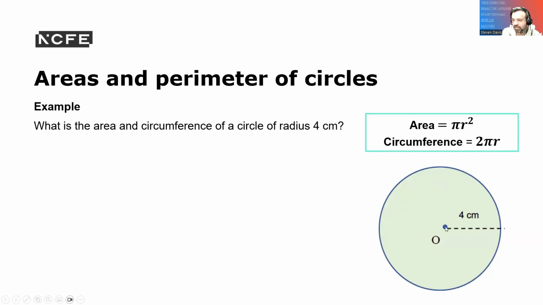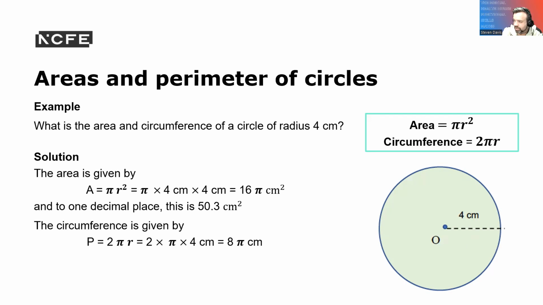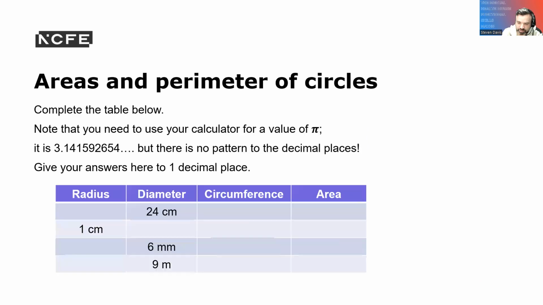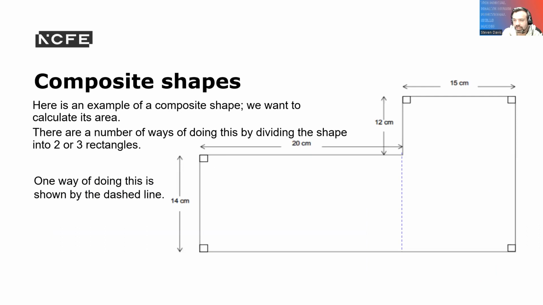The radius is 4 centimeters. To work this out, you would do the area: 4 centimeters times 4 centimeters equals 16, and to one decimal place this is 50.3 centimeters squared. The circumference is given by this formula here, and that has a value to one decimal place of 25.1 centimeters. And again here, we'll fill those tables in. So have a look and just make sure that you're happy with that.